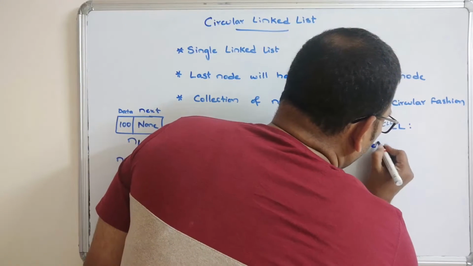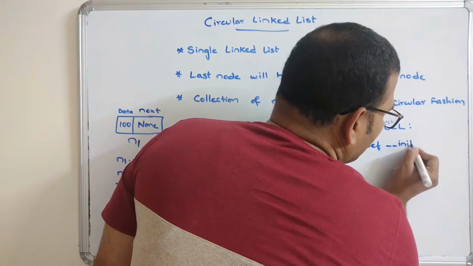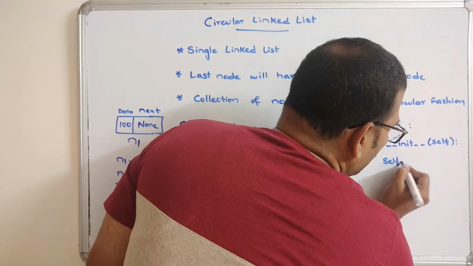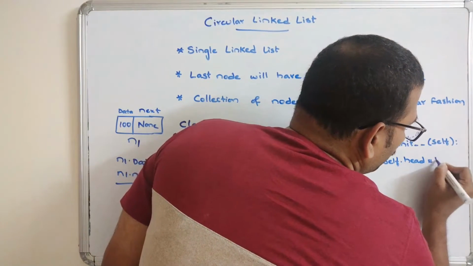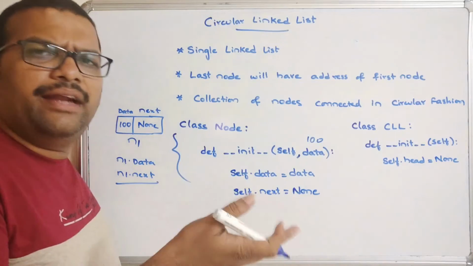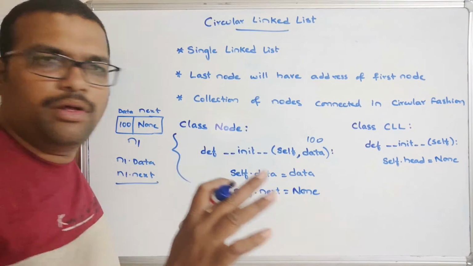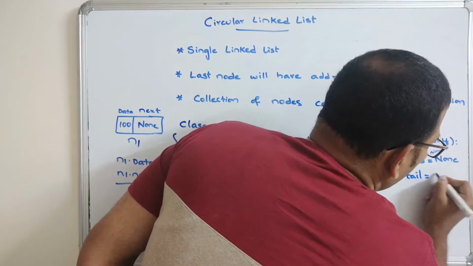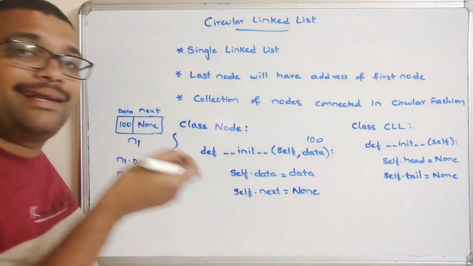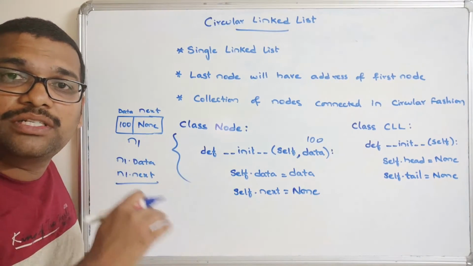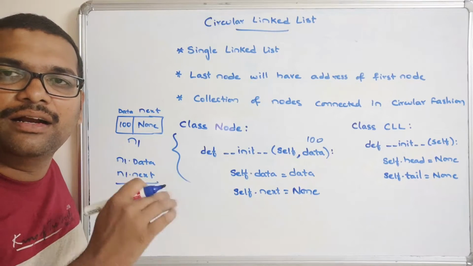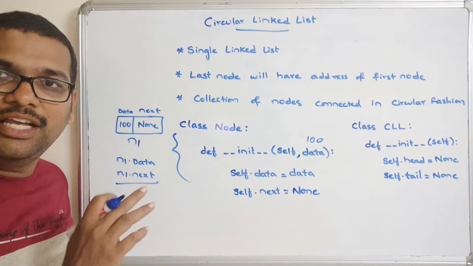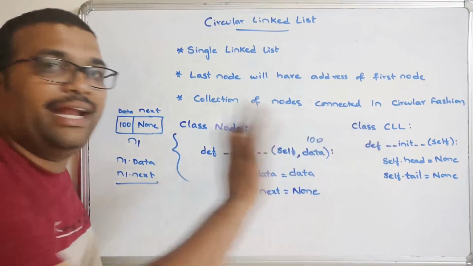Now initialize using the constructor __init__, with self, and self.head is equal to None. So initially the head is not pointing towards any other node. Similarly, self.tail is equal to None. Here the tail is also not pointing towards any node, because it is an empty circular linked list. This is the constructor, right? So, an empty circular linked list. If you insert any node, we need to change the head and tail.